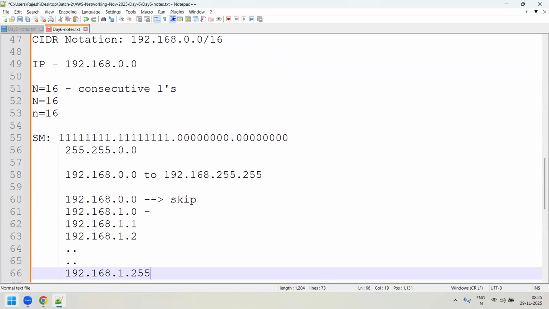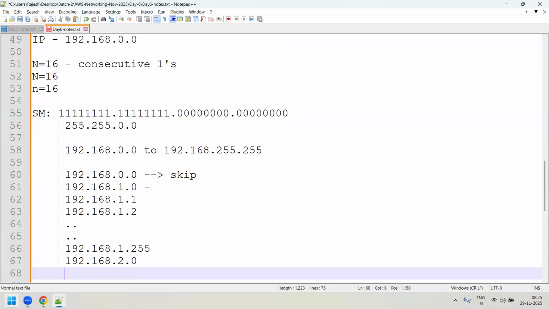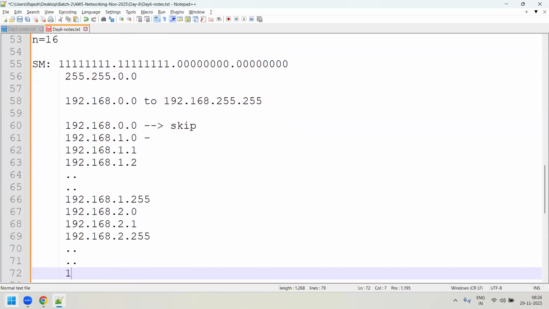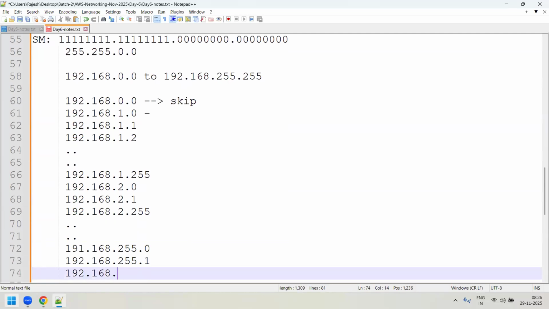Now the next is 192.168.2.0, but 2.0 we won't assign. Then we'll assign 192.168.2.1, 2.2, 2.3, like that, up to 192.168.2.255. It will keep going like that. One time will come where we'll give 192.168.255.0, then 192.168.255.1, 255.2, like that, up to 192.168.255.254. This is the last IP address.